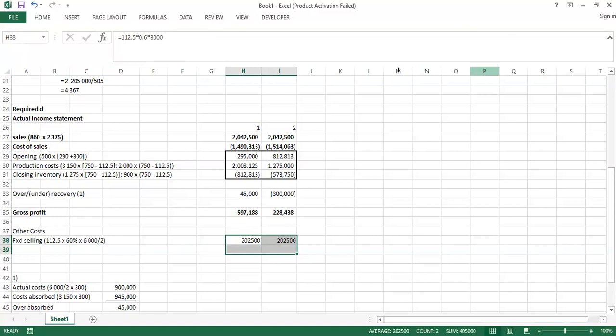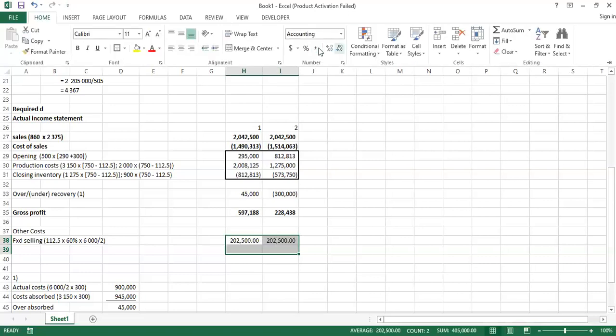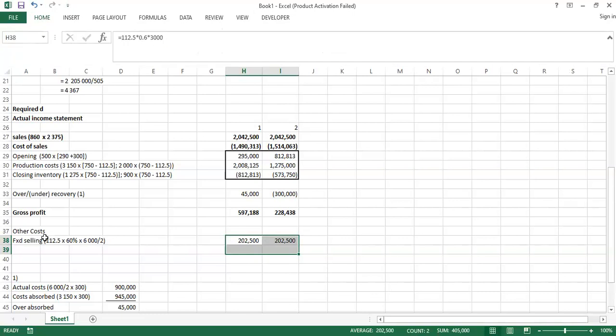Now we are left with the variable cost. Let's see. All right, assuming that these are evenly distributed, so let's say variable selling.